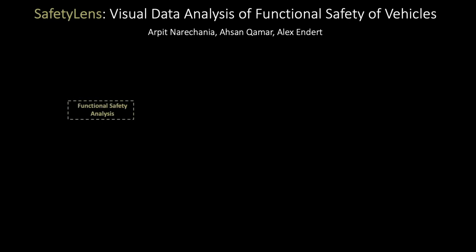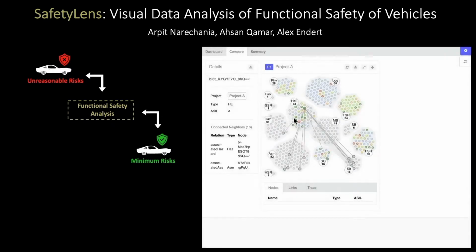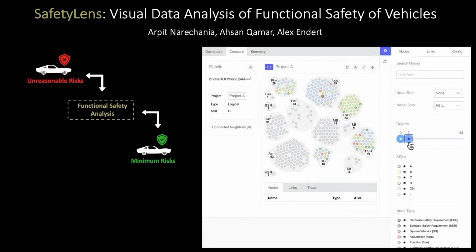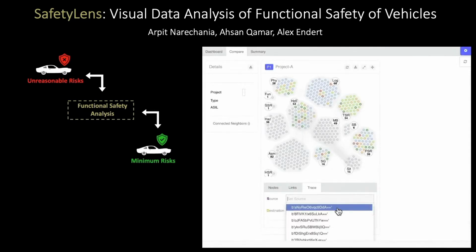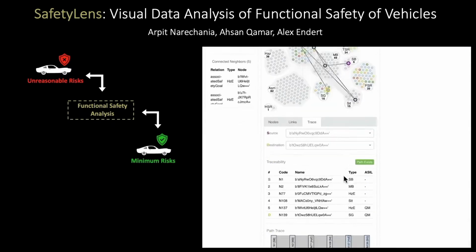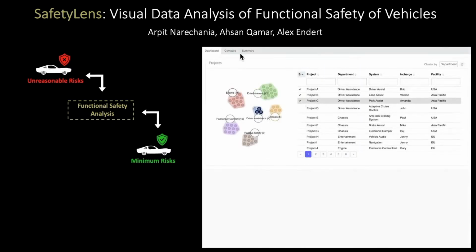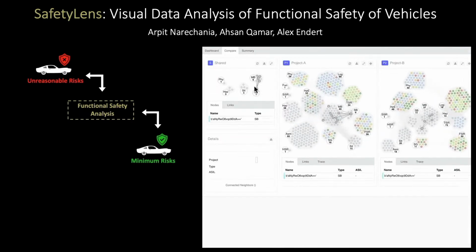Functional safety analysis is an automotive systems engineering technique that helps minimize unreasonable risks associated with automotive electronic and electrical systems. We developed a visual analysis tool, Safety Lens, to assist domain experts to perform exploratory analysis of a single project as well as comparative analysis among multiple projects.